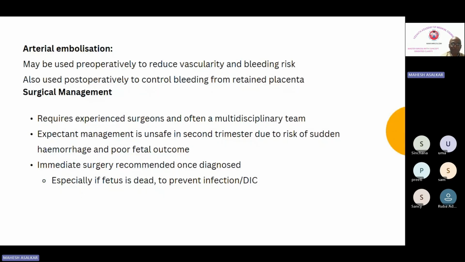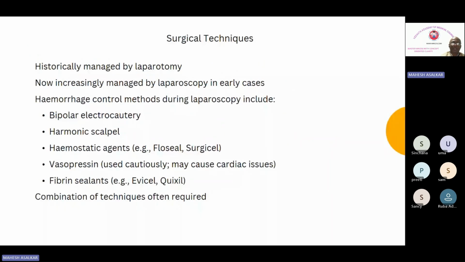Now, the route of management. What will be the route of management? Historically it was managed by laparotomy, but nowadays laparoscopy is successfully managing early cases. Hemorrhage control methods during laparoscopy include bipolar electrocautery, harmonic scalpel, hemostatic agents, vasopressin and fibrin sealants, and a combination of techniques is often required.